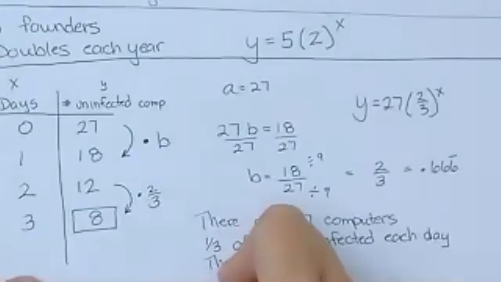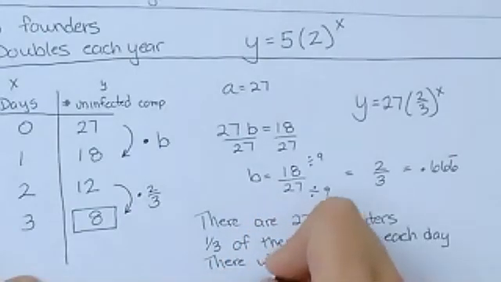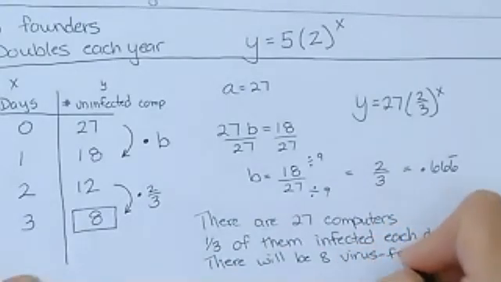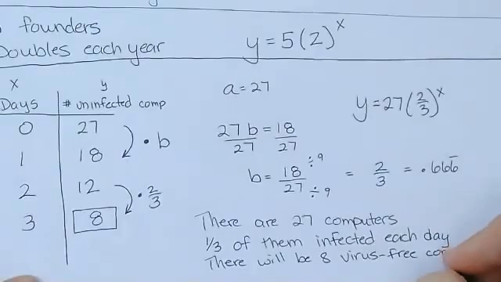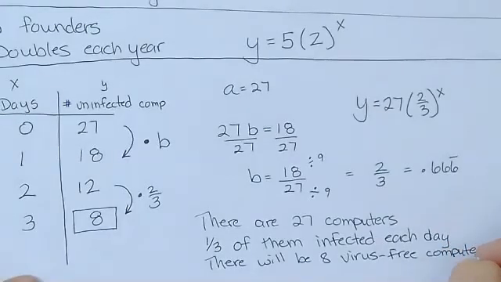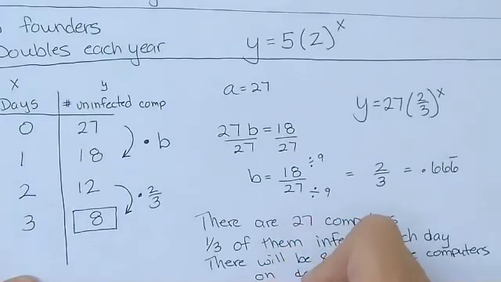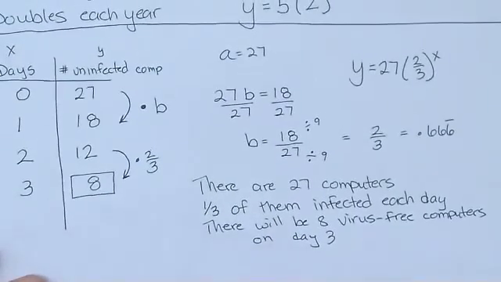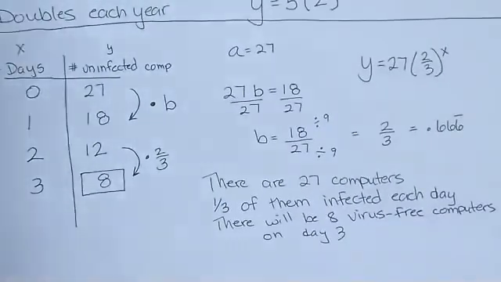So there will be 8 virus-free computers on day 3. Should say at the end of day 3, because it's measuring at the end of each day, I think. But anyway, there will be 8 virus-free computers on day 3.